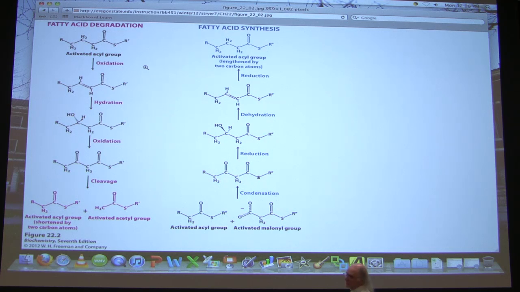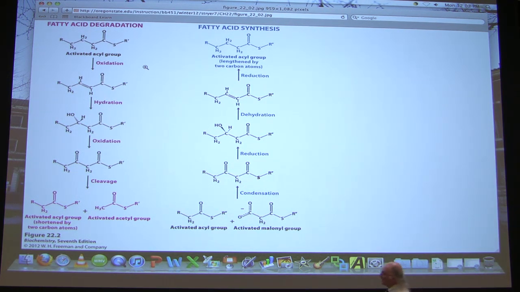pulling hydrogens and associated electrons away from two carbons, leaving behind a double bond. Notice that double bond is in the trans configuration. And again, that's exactly what happened in the synthesis of fumarate in the citric acid cycle. Hydration followed that. That takes a water, splits it into an OH and an H. The H goes on to carbon 2. The OH goes on to carbon number 3.